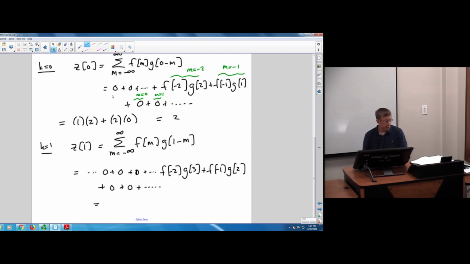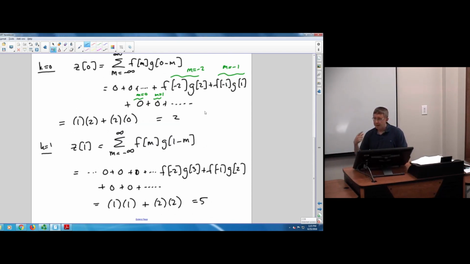We go back to our picture. At time minus 2, the signal f is 1. At time 3, the signal g is 1. At time minus 1, the signal f is 2. At time 2, the signal g is 2. I was just reading off the plots now. So if you add all that up, you get 5.